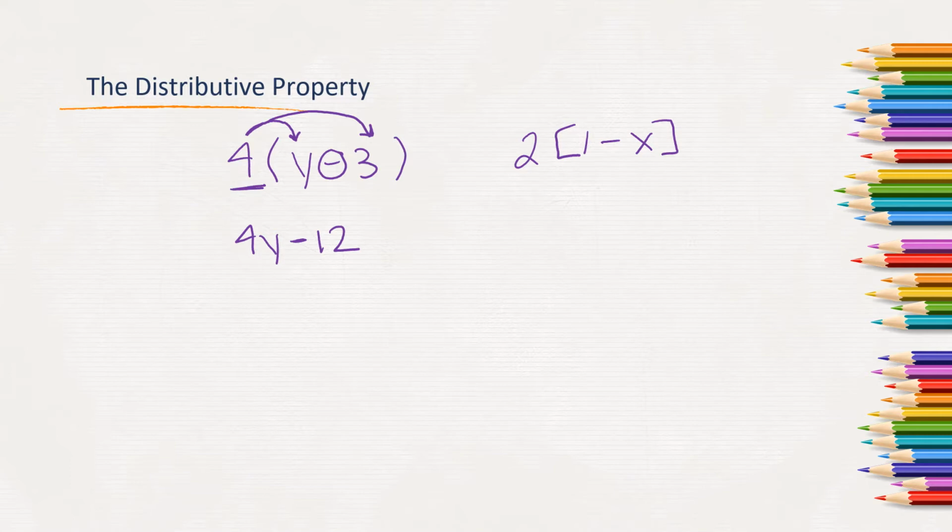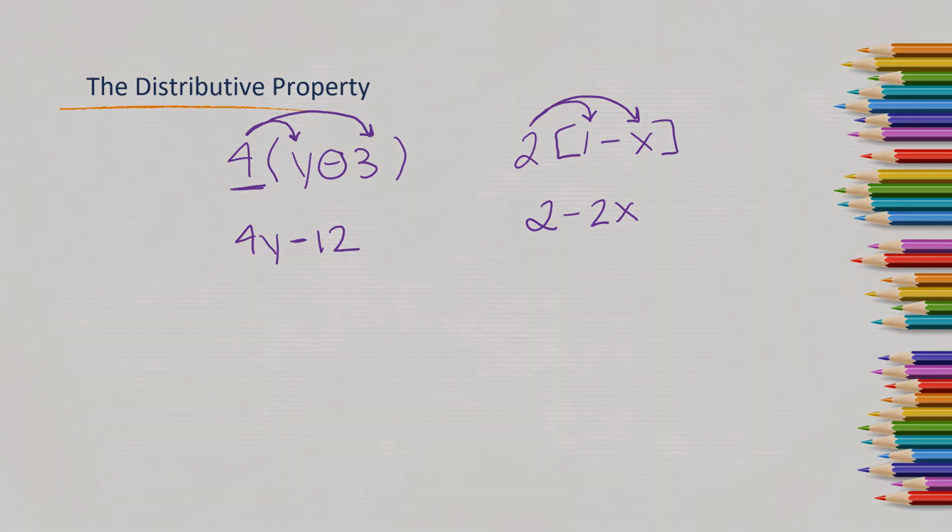In the second example I have here, you would do the same thing. You would take the number outside, the 2, and multiply it by the first term on the inside. 2 times 1 is just 2. And you would do the same thing with the second term. So multiply 2 times negative x, which gets us negative 2x. And that's how you would use the distributive property to get rid of grouping symbols. So let's see an example of that.